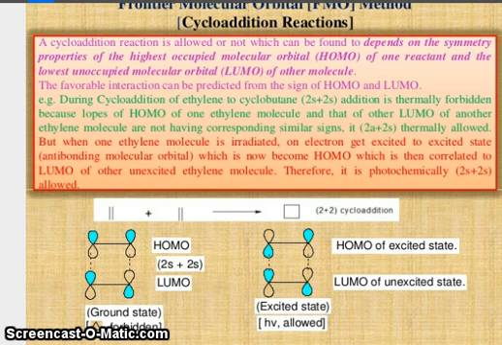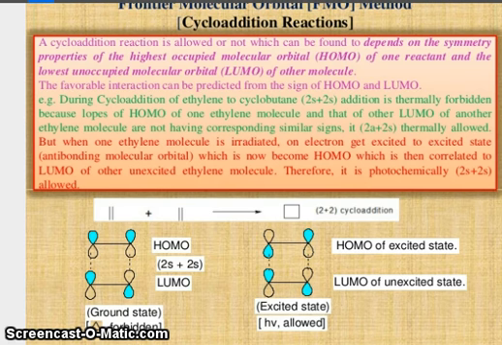Whether a cycloaddition reaction is allowed or not can be found to depend on the symmetry properties of the highest occupied molecular orbital of one reactant and the lowest unoccupied molecular orbital of the other molecule. The favorable interactions can be predicted from the sign of the HOMO. During cycloaddition of ethylene to form cyclobutane, 2s plus 2s addition is thermally forbidden because the lobes of the HOMO of one ethylene molecule and that of the LUMO of another ethylene molecule do not have corresponding similar signs.